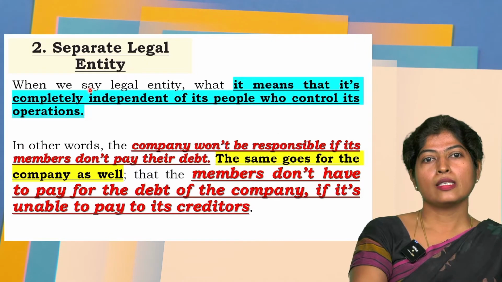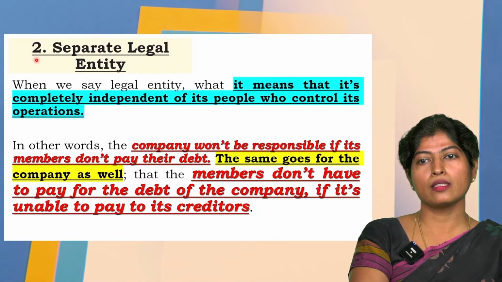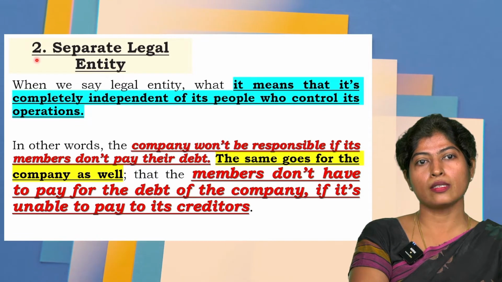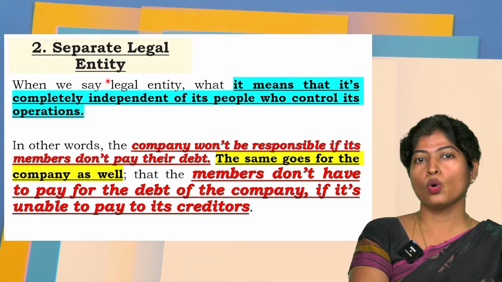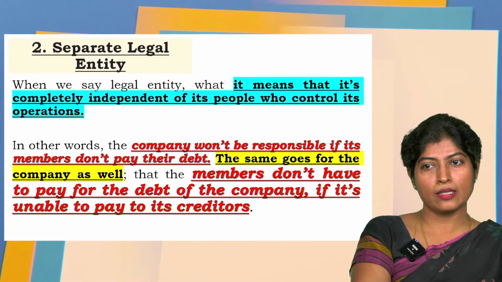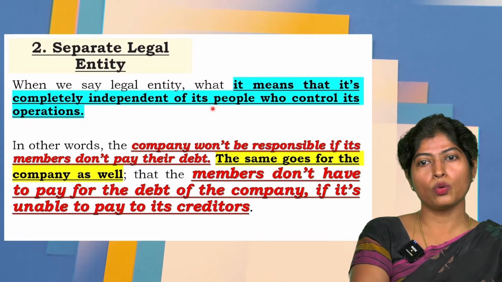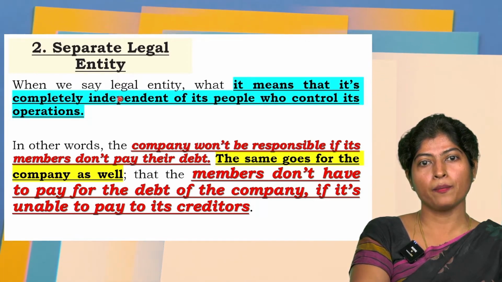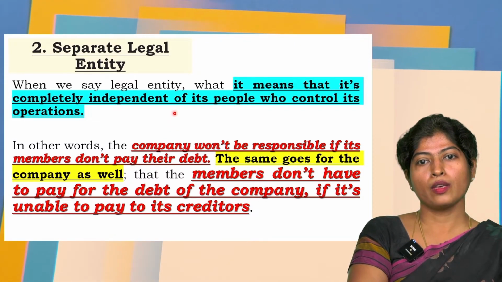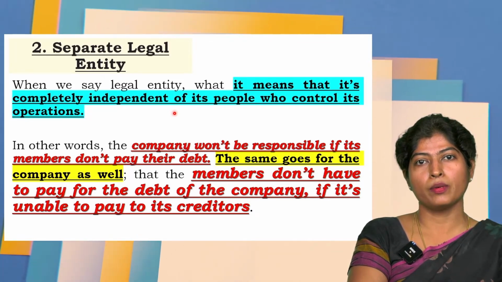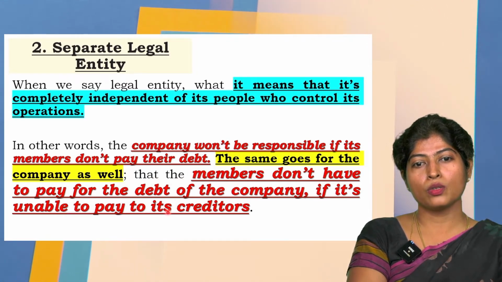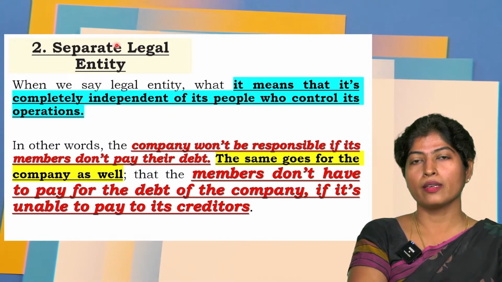Now, coming to the next one, separate legal entity. The company definition says a company is different from the persons who are its members. So whatever affects the company will not affect the persons in the organization. It means it's completely independent of the people who control its operations. See the word, completely independent. The company won't be responsible if the members don't pay their debts, and the members don't have to pay any debt of the company if it is not able to pay off its creditors. That is the point for the separate legal entity.